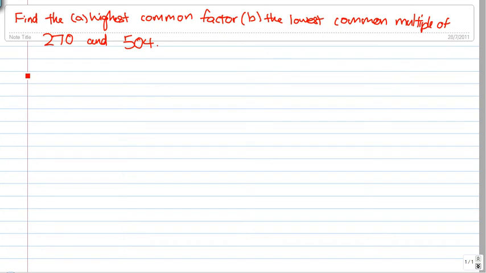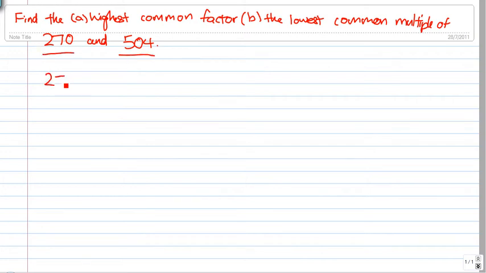In this question, we are asked to find the highest common factor and the lowest common multiple of two numbers, that being 270 and 504. So the very first step when we embark on a question like that is to proceed to prime factorize these two numbers, 270 and 504.